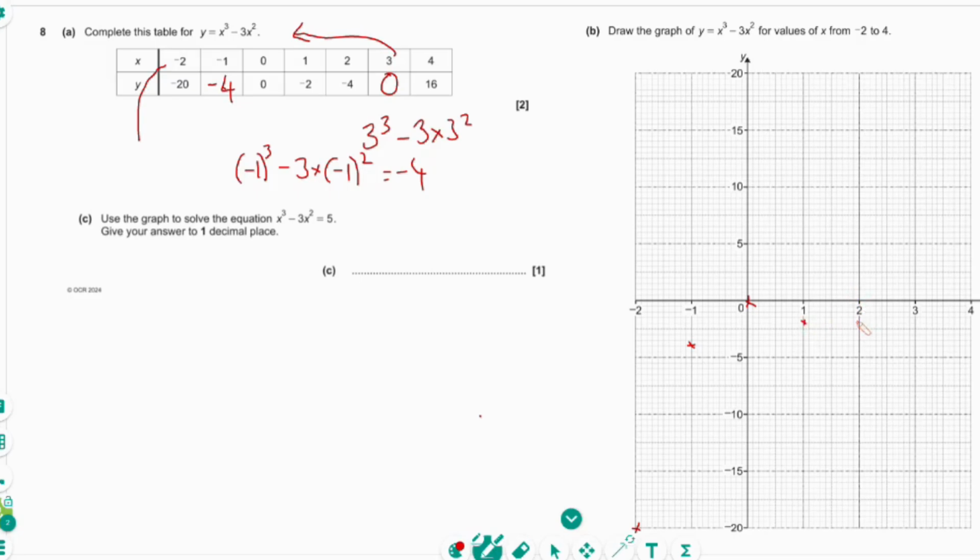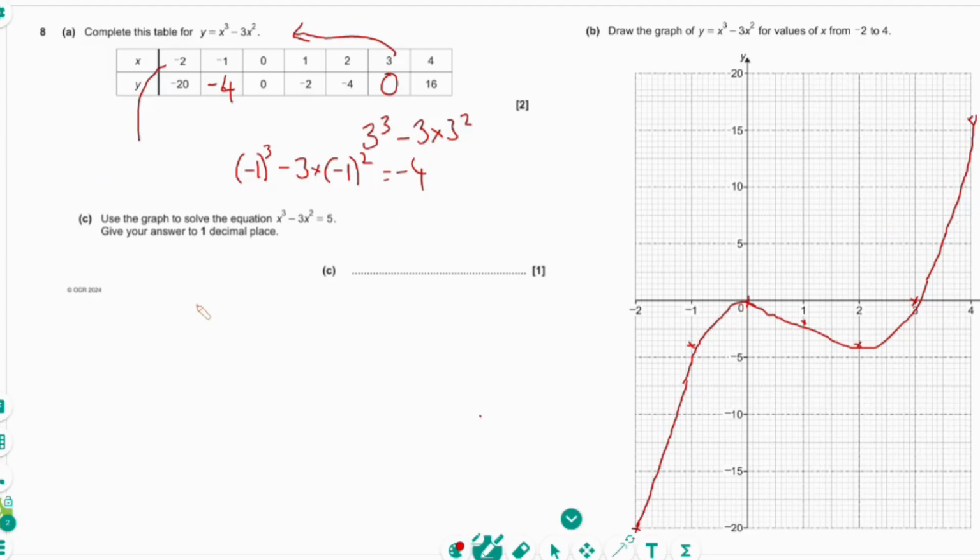2, negative 4, 3, 0, 4, 16. It's a cubic graph. Well, I haven't drawn this the best. It's not easy to draw on my writing pad, but something along those lines.